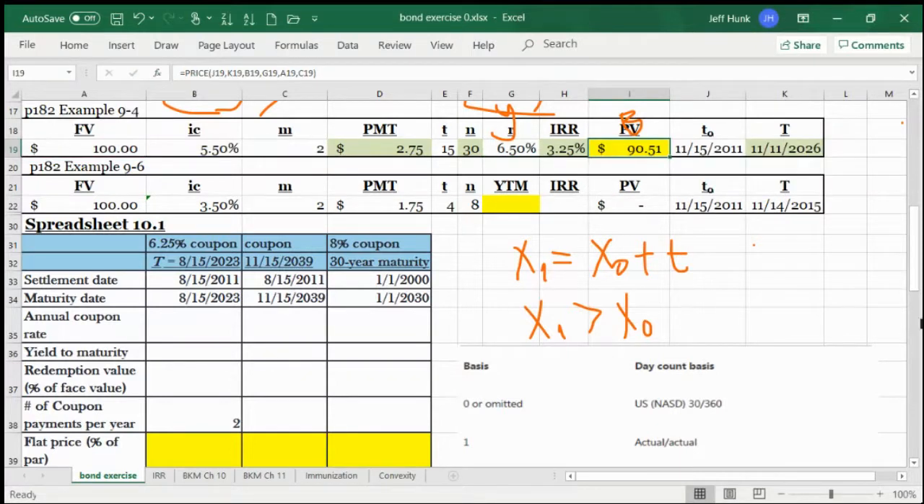And it gave you this. Again, you might say, oh, so that's 90,050. No. It's a percentage of the par value. It's 90.51% of $1,000. In other words, $905.10. Okay? Makes sense?